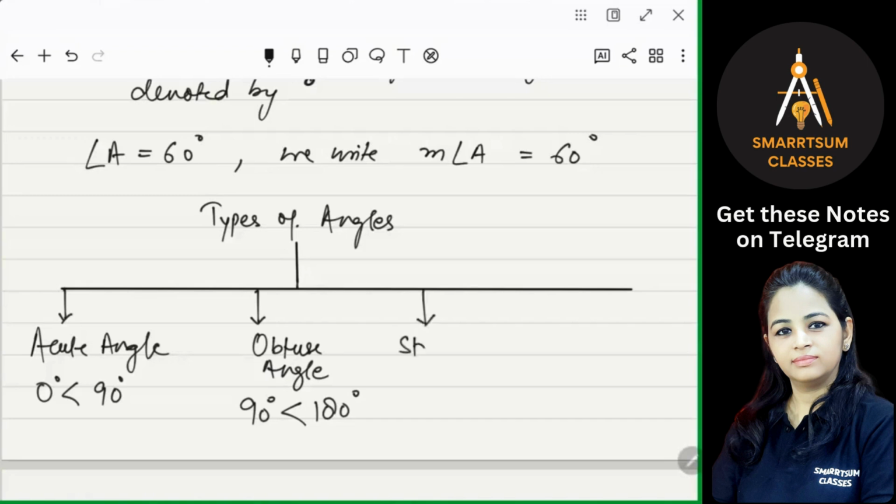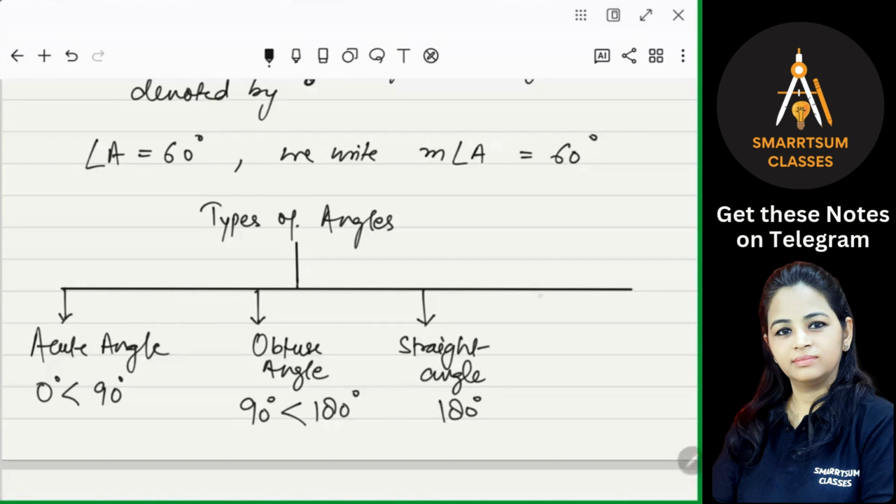Then straight angle. What is a straight angle? Any angle whose measurement is exactly 180 degree. That is a straight angle. Why is it called a straight angle? Because its both arms are opposite to each other and they form a straight line. That's why we call it a straight angle.